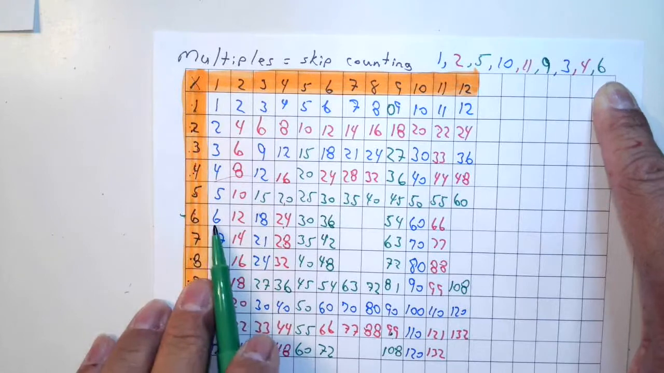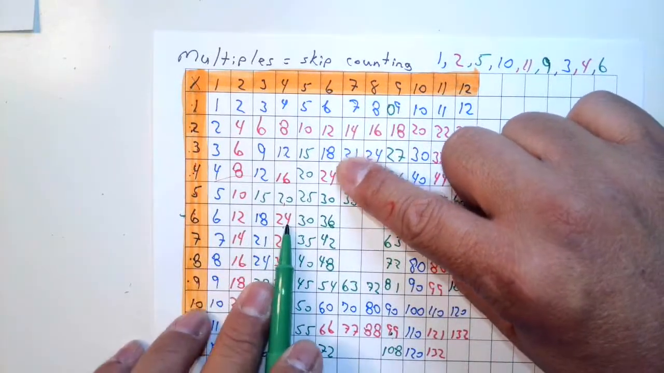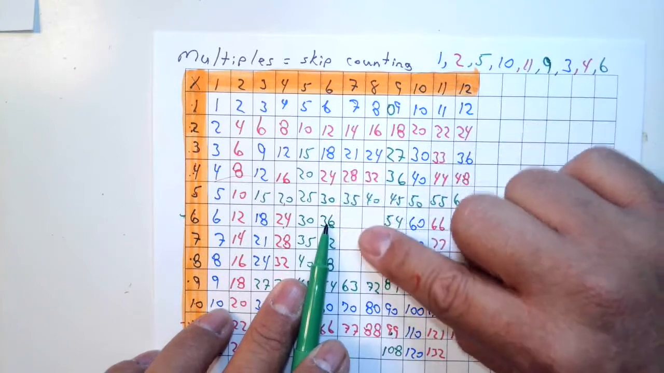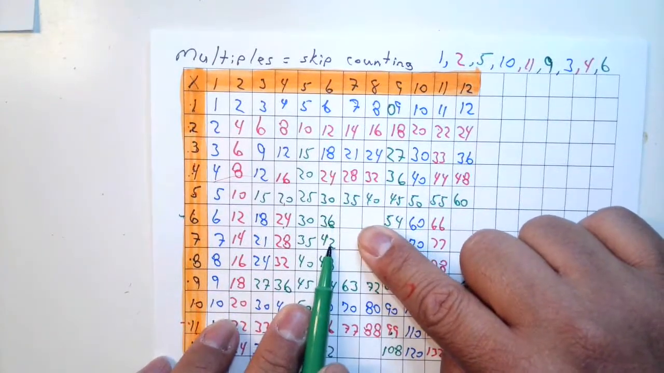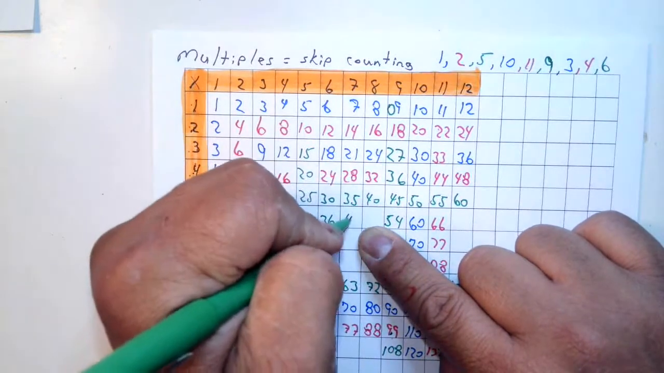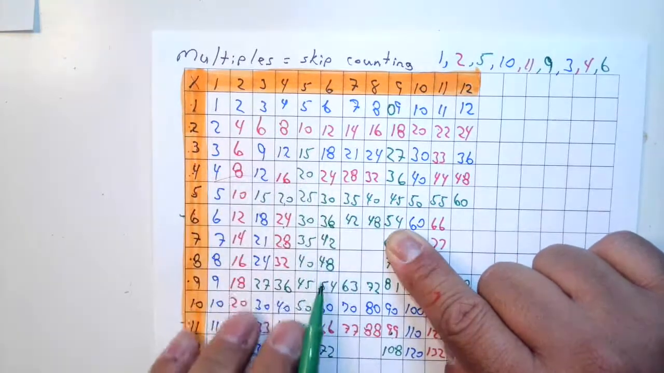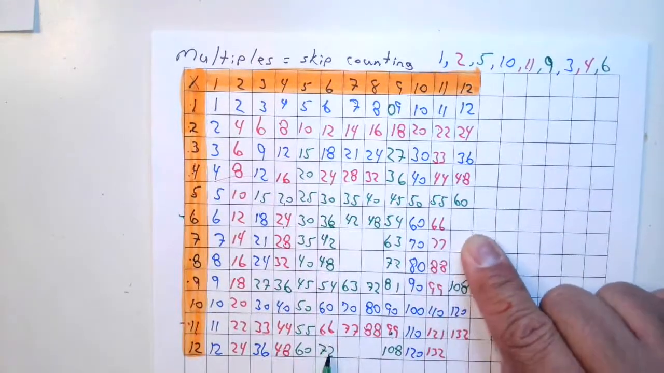Now we're going to go across. 6, 12, 18, 24, 30, 36. This one is supposed to be 42 because we're going down on the 6. We're going across. 36, 42, 48. All of these are filled out. 72.